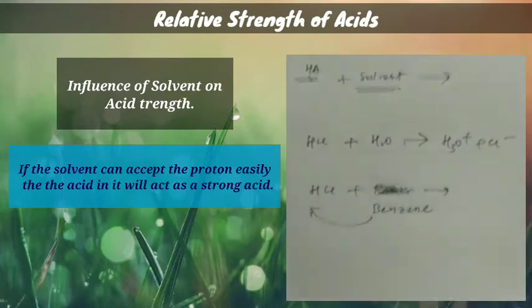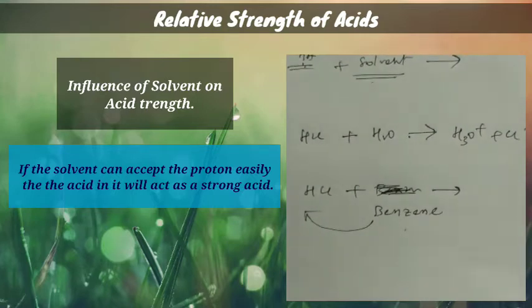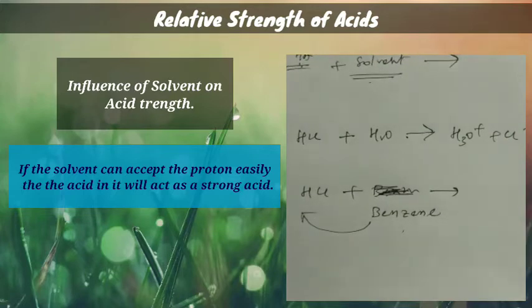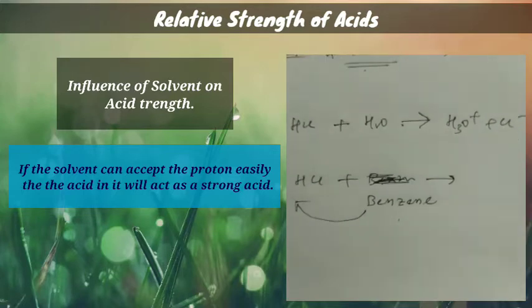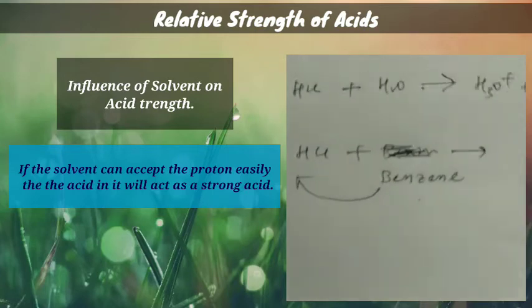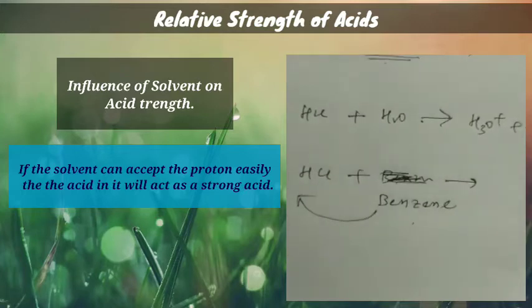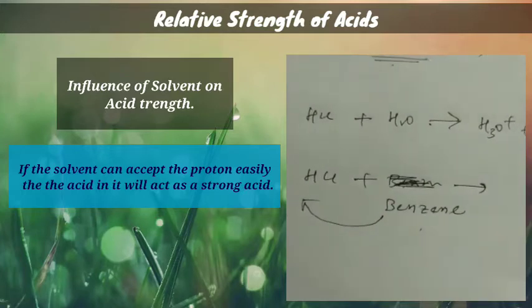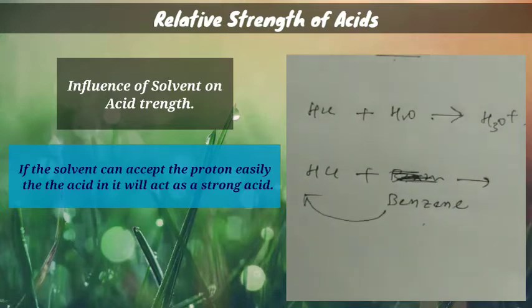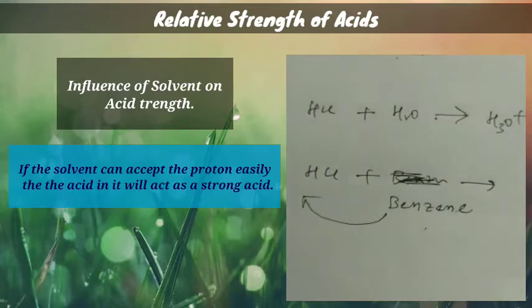So that means the solvent also influences the strength of an acid, okay, clear? All these concepts come from which concept? Actually from the Bronsted and Lowry concept; all these concepts are generated from it. That's why the Bronsted and Lowry concept is a very important one, clear?